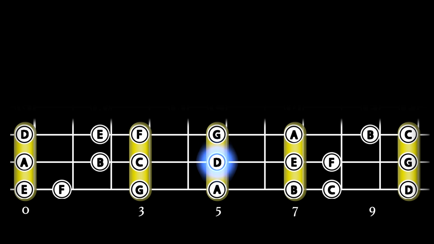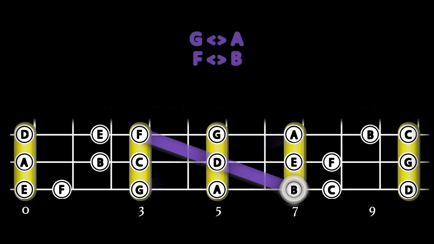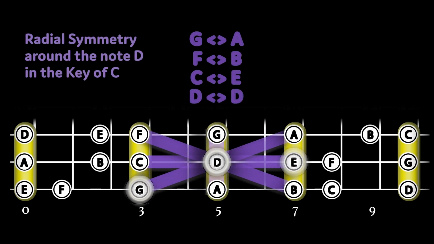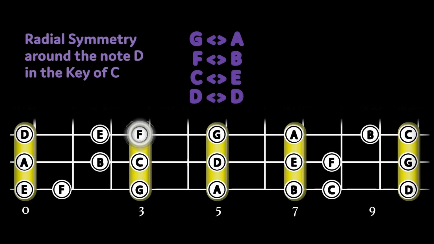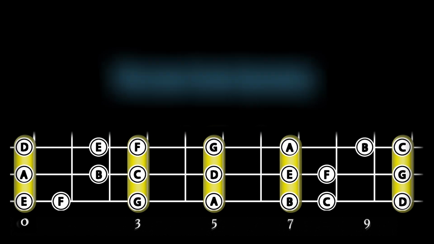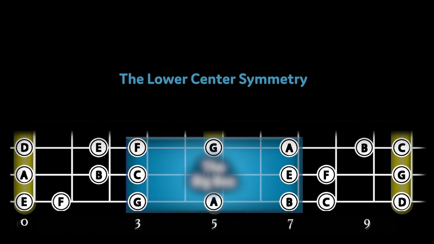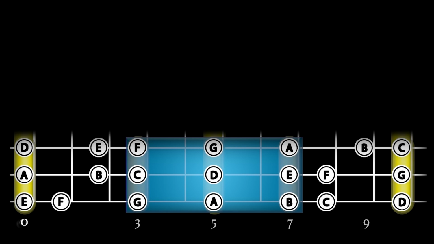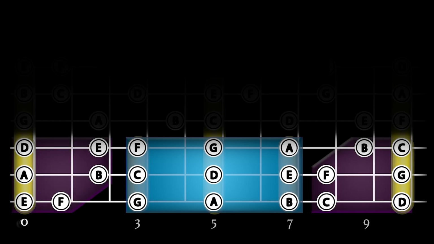D is at the center of the pattern, and moving outward from D in opposite directions will result in the pairing of specific notes. On these strings in this key, the notes on the 3rd, 5th, and 7th frets form the lower center symmetry, and a pattern I like to call the big box. The big box combines the Mixolydian and Aeolian modes, and on either side of it, there are other symmetrical patterns.